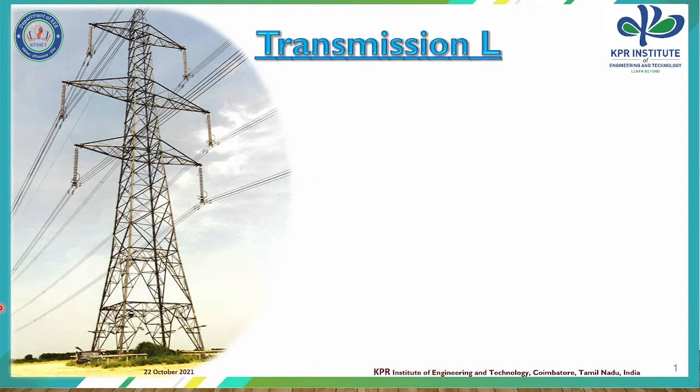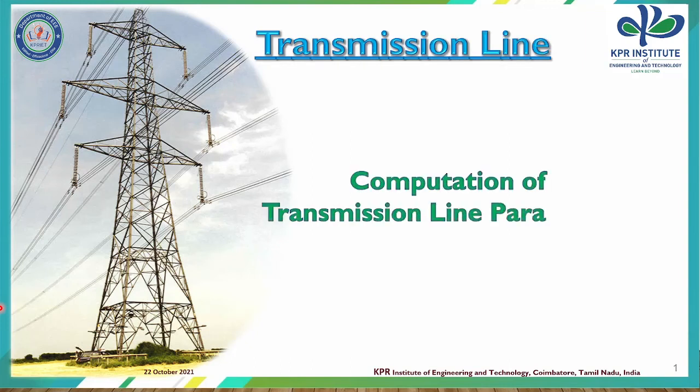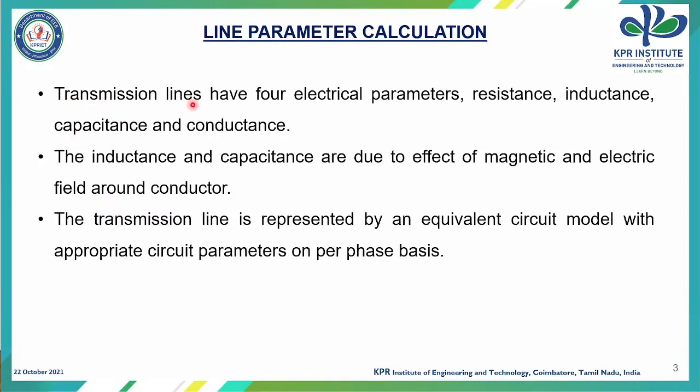In this video, we are going to see about the computation of transmission line parameters using MATLAB. Transmission lines have four electrical parameters such as resistance, inductance, capacitance, and conductance. The inductance and capacitance are due to the effect of magnetic and electric field around the conductor. The transmission line is represented by an equivalent circuit model with the appropriate circuit parameters on each phase basis.